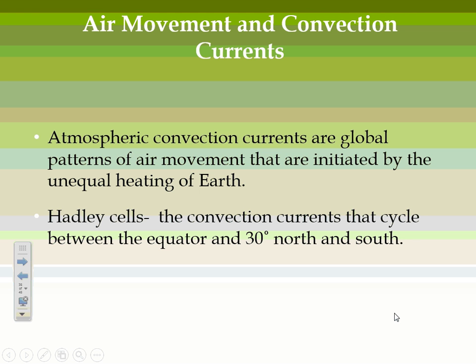Okay, so back to this idea, putting all of this together, air movement and these convection currents. Atmospheric convection currents are global patterns of air. And this is initiated by, in the previous video, we talked about the unequal heating of Earth. So this is what causes those convection currents. And the Hadley cells are that global movement of air between latitudes.